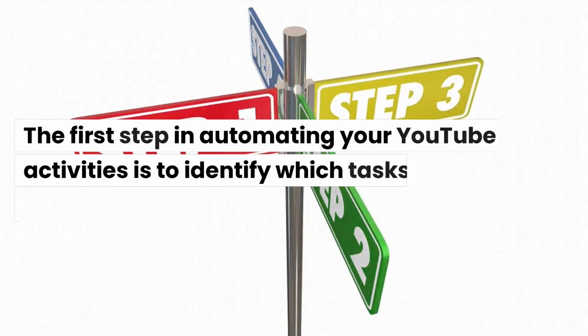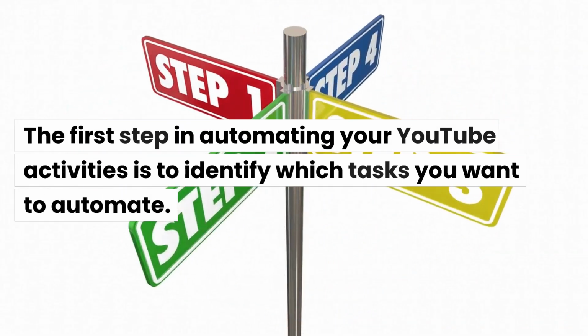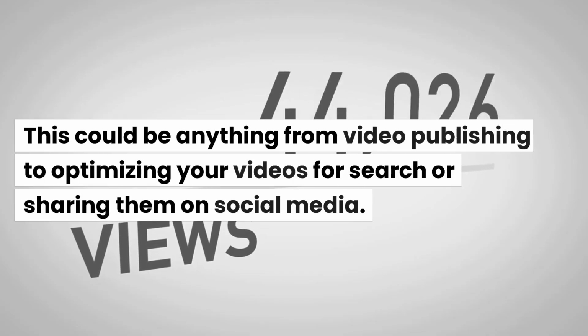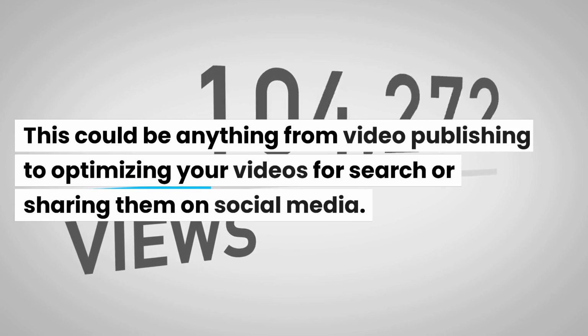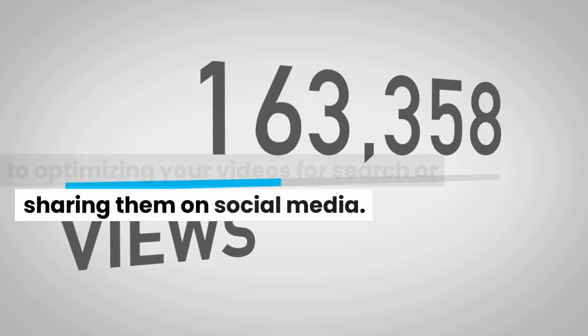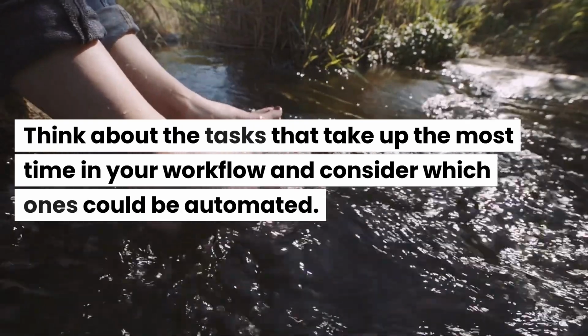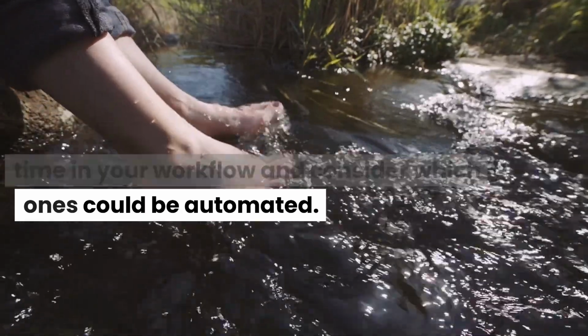The first step in automating your YouTube activities is to identify which tasks you want to automate. This could be anything from video publishing to optimizing your videos for search or sharing them on social media. Think about the tasks that take up the most time in your workflow and consider which ones could be automated.